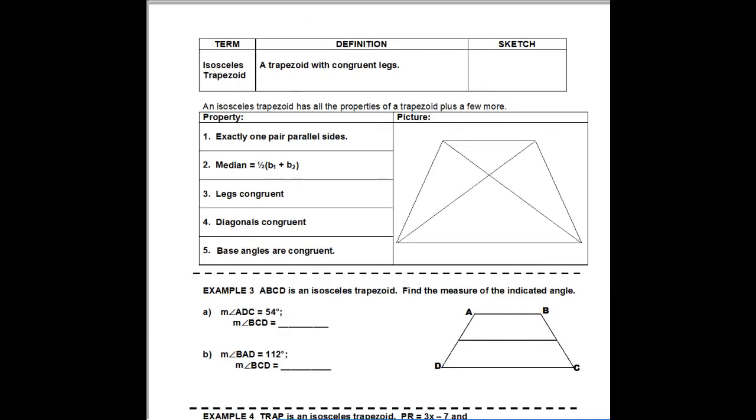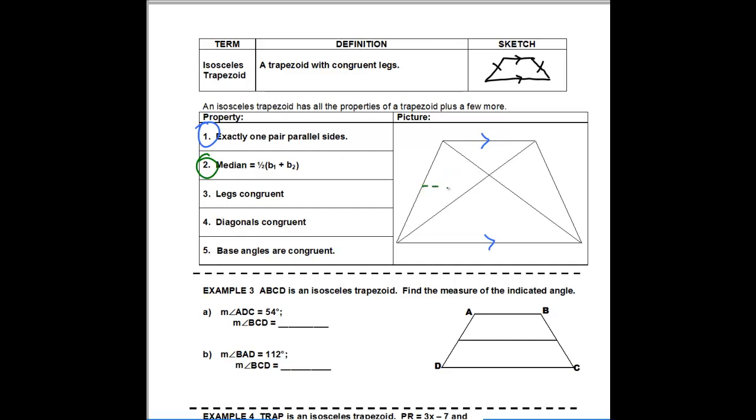Next is isosceles trapezoids. These are a specific type of trapezoid. It is a trapezoid with congruent legs. In other words, they are the same size. So the top and the bottom are still parallel, but the legs are congruent. There is exactly one pair of parallel sides. So parallel and parallel. The median is equal to half the first base times the second base.